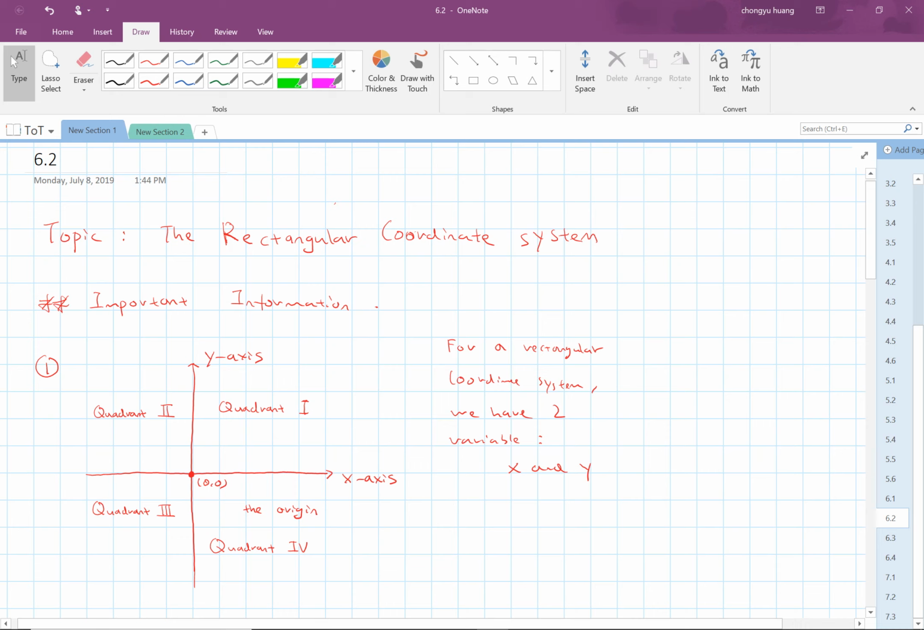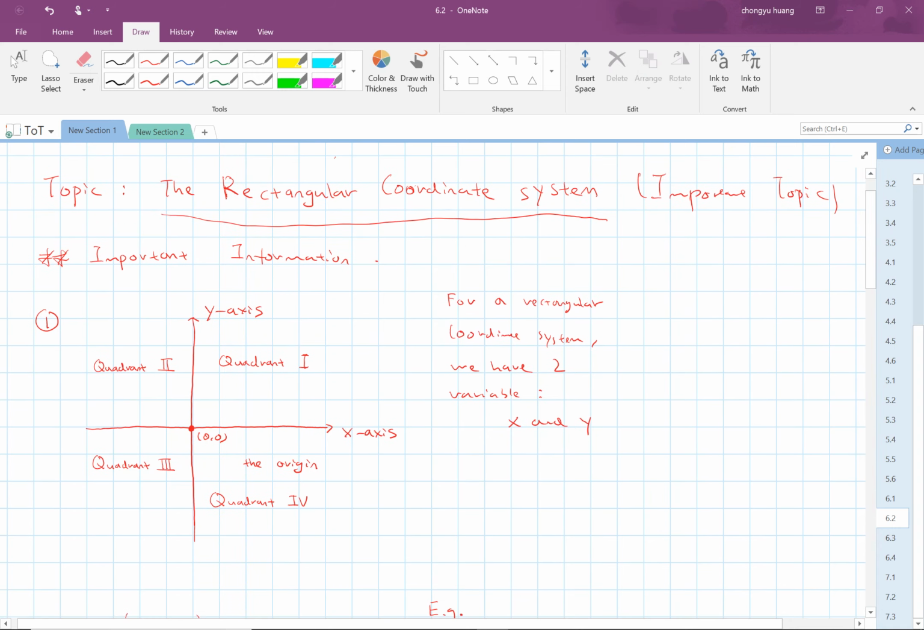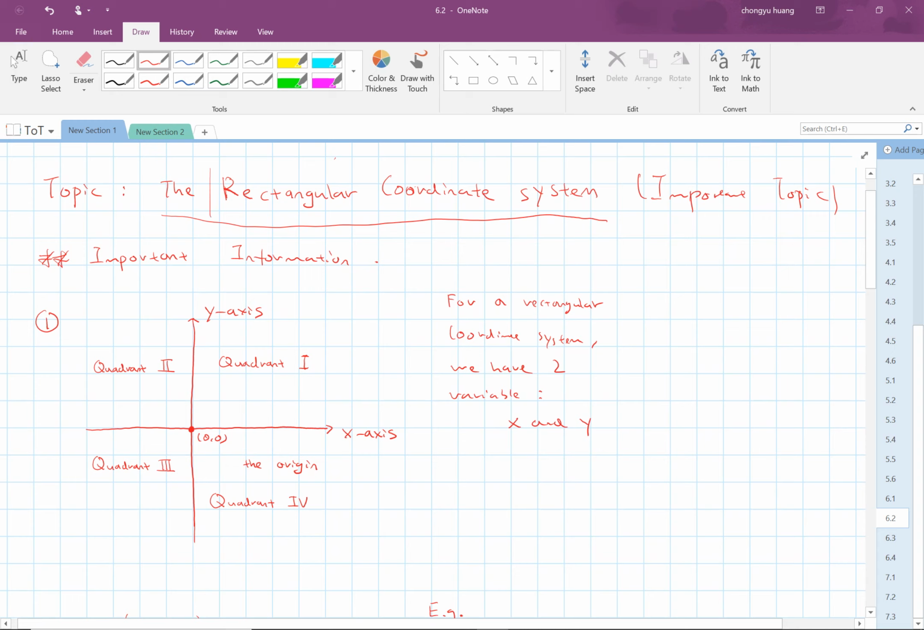Okay, so hello everyone. Today's topic will be the rectangular coordinate system. This topic is really important. Our topic is basically about the rectangular coordinate system, and we have some really important information which I want to talk to you guys about.